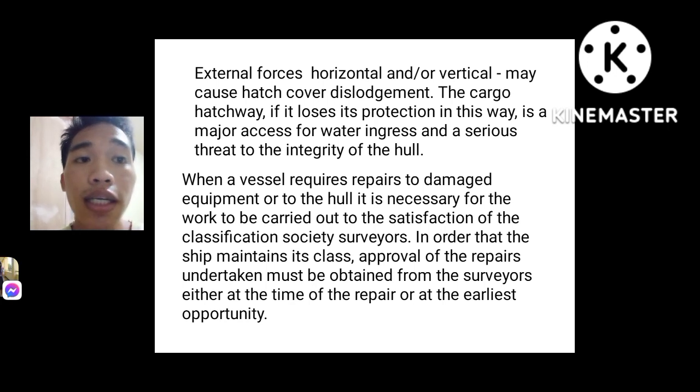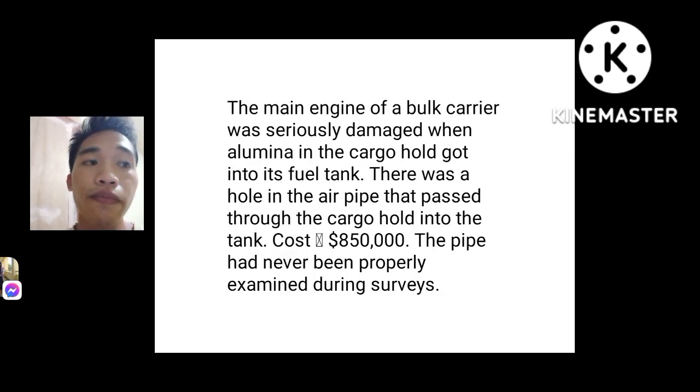When a vessel requires repairs to damaged equipment or to the hull, it is necessary for the work to be carried out to the satisfaction of the classification society surveyors. In order that the ship maintains its class, approval of the repairs undertaken must be obtained from the surveyors either at the time of repair or at the earliest opportunity.